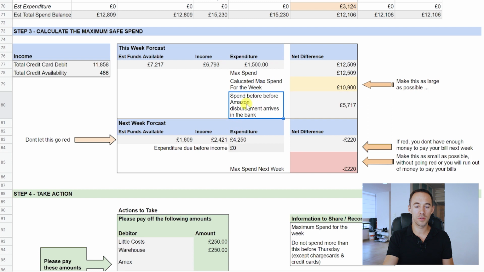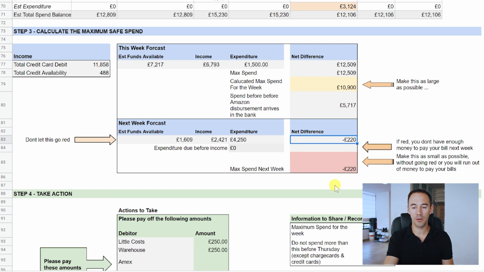And then it's going to do spend before Amazon disbursement arrives. So again, it's going to work out if you disperse on Monday, it will come in on Wednesday, and that's going to show you how much you can spend before Tuesday, Wednesday, to make sure you can still cover your bills. And then finally, it's going to go into next week as well, looking at the funds available, what the estimated income will be from the disbursements, what the expenditures are going to be, and the net difference.